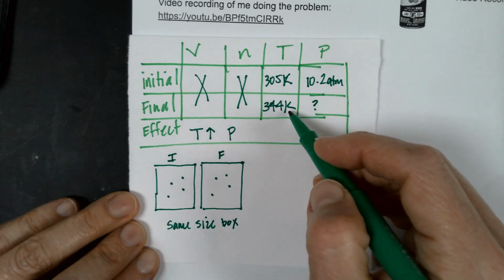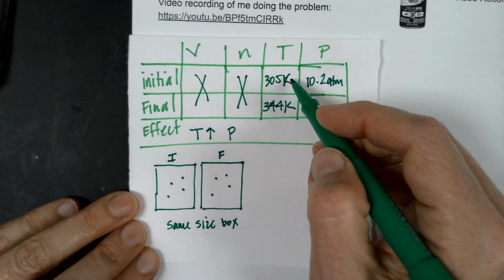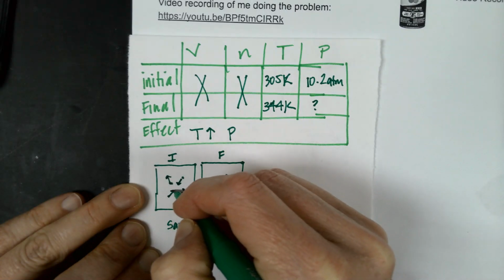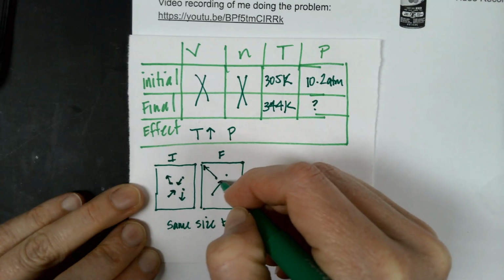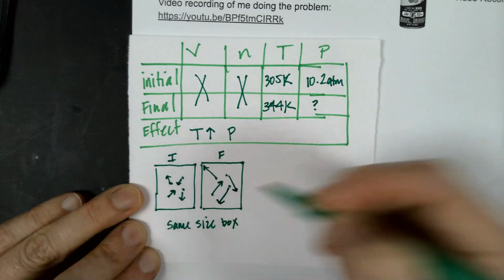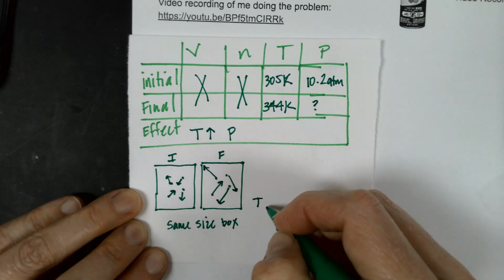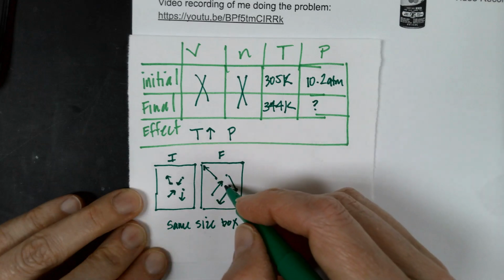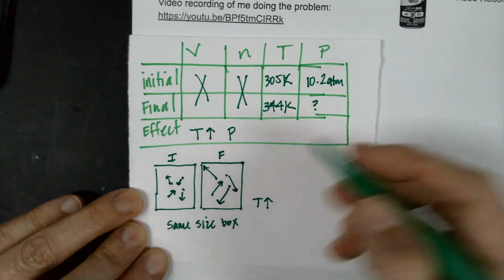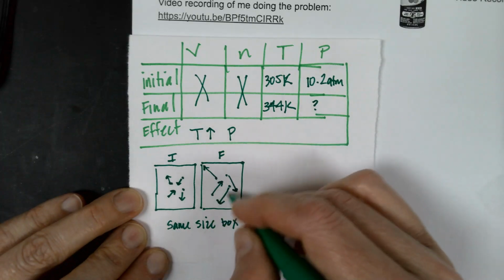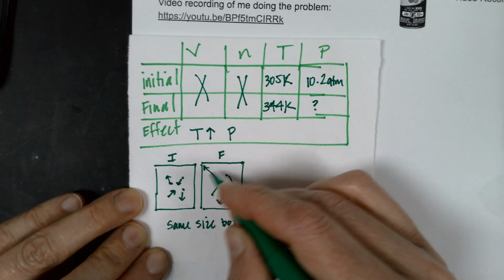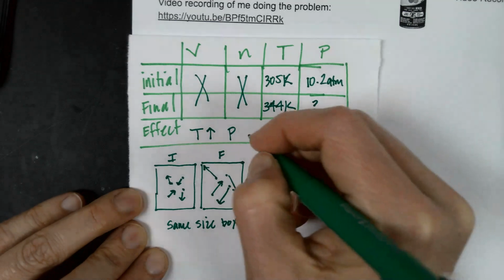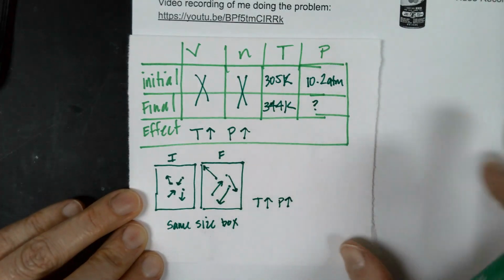So we know that temperature is increasing, right? So our initial is at a lower temp than our final. So our initial is going to have the small arrows, and our final is going to have the large arrows. So if temp increases, which one's going to have higher pressure? Well, the final, because obviously these are going up. These are hitting the sides of the wall harder because they're at a higher temperature. They're going faster. So pressure is also going to go up. So pressure goes up. So now we do the math for this.